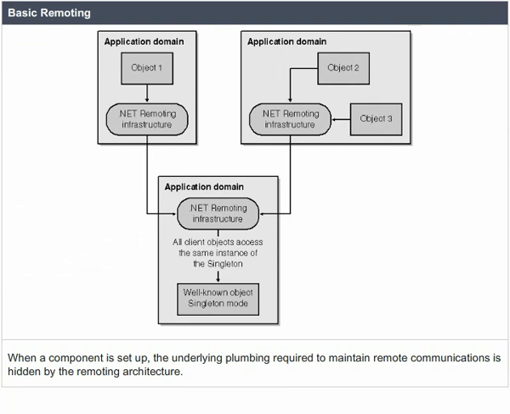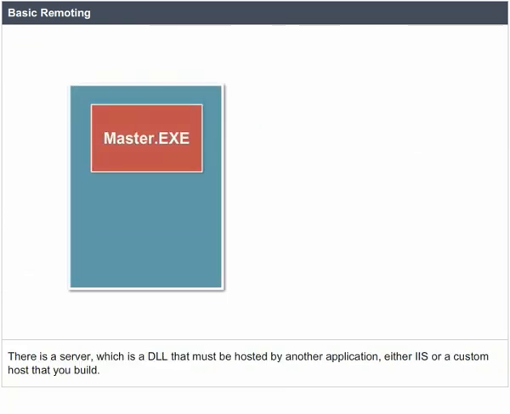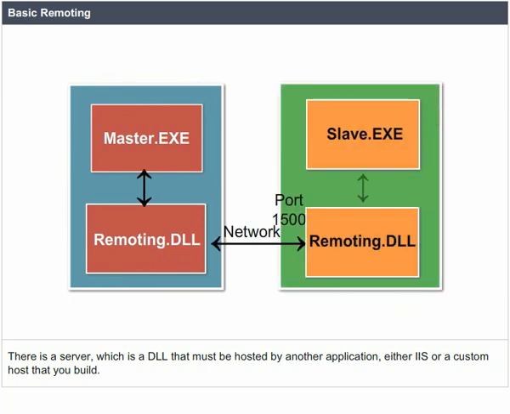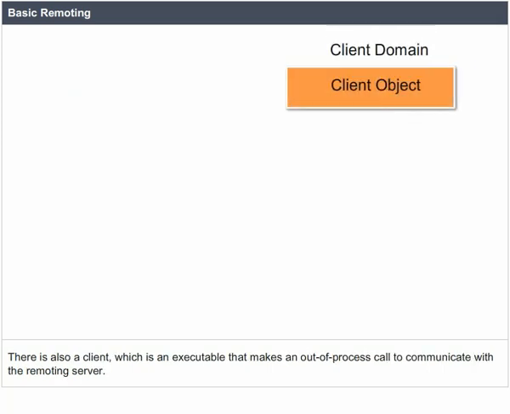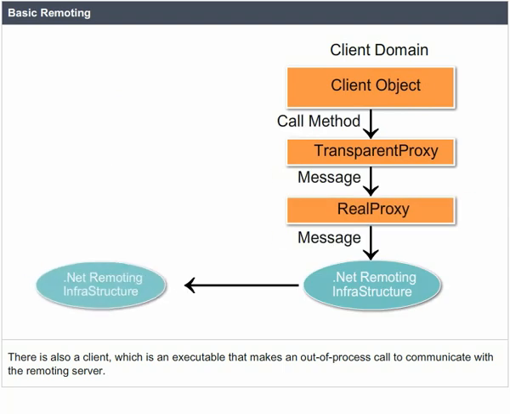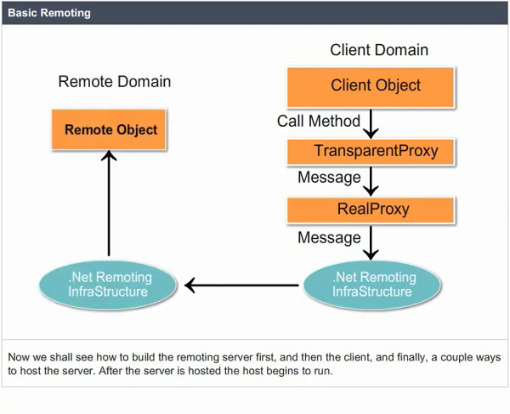There is a server, which is a DLL that must be hosted by another application, either IIS or a custom host that you built. There is also a client, which is an executable that makes an outer process call to communicate with the remoting server. Now we shall see how to build the remoting server first, and then the client, and finally a couple of ways to host the server. After the server is hosted, the host begins to run.